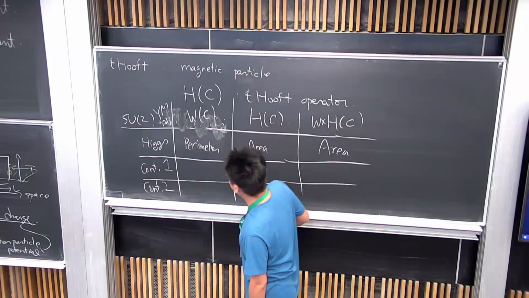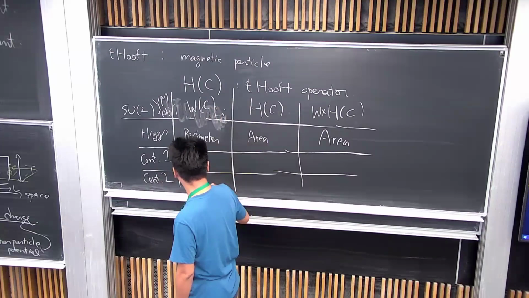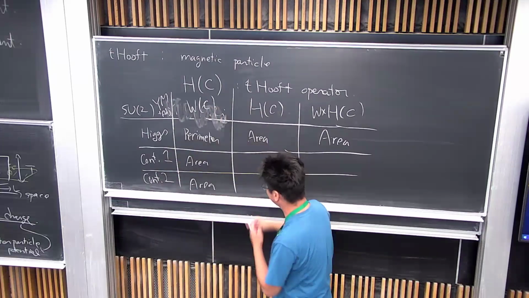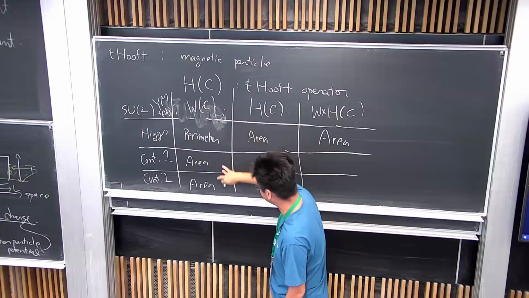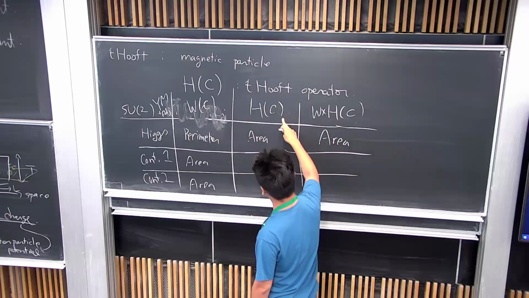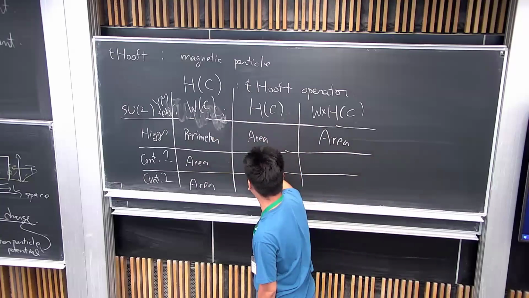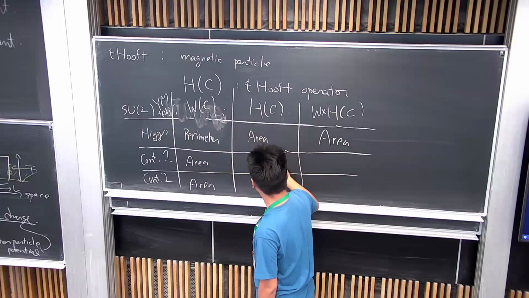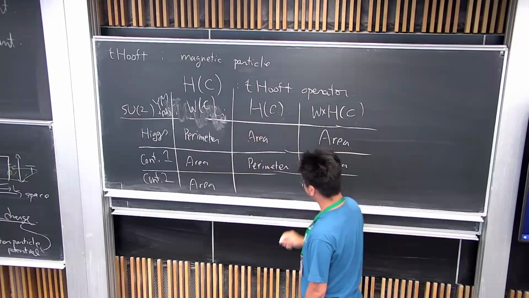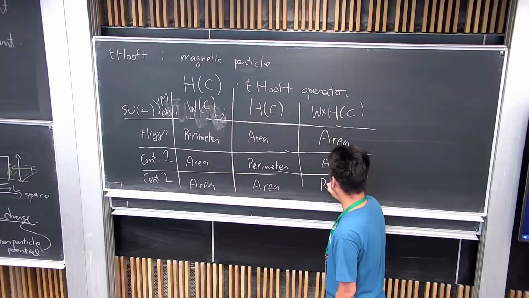While in the confinement state, this Wilson loop obeys the area law. I do not explain the difference between these two confinement states, but anyway, if the system is confined, the Wilson loop obeys the area law. But for the magnetic particle, when we are in confinement state 1, it obeys the perimeter law. And the dyonic one obeys the area law, and it's opposite for the second confinement state.